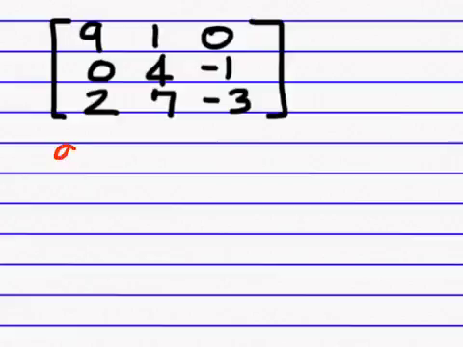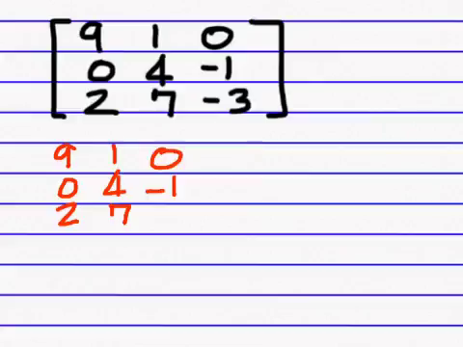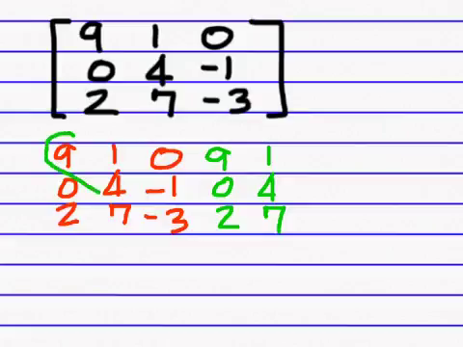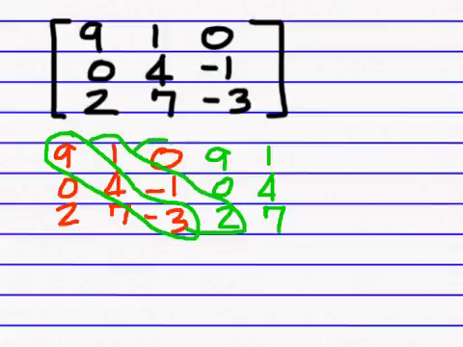Example number 2. Recopy the matrix, and then insert the first two rows, or not the first two rows, but the first two columns off to the right. 9, 0, 2, 1, 4, 7. And what we'll do first is we will multiply these three, and then these three, and then these three, and add them together.